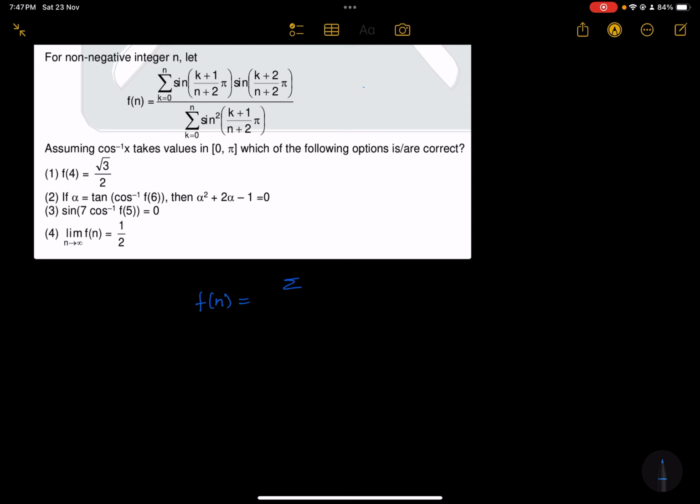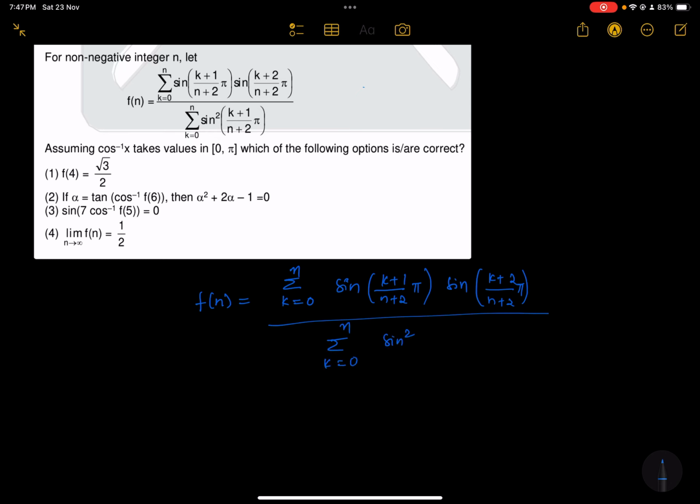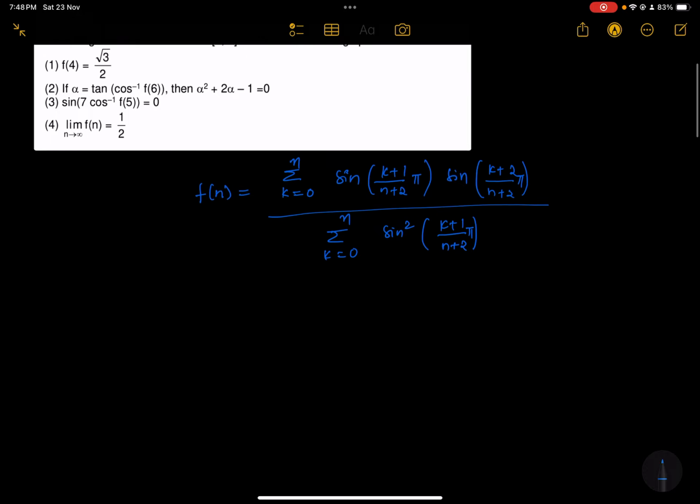So this is the function given to us: f of n is sigma k runs from 0 to n of sine of (k plus 1) by (n plus 2) pi, times sine of (k plus 2) by (n plus 2) pi, divided by sigma k runs from 0 to n of sine square of (k plus 1) by (n plus 2) pi. All right, so this is the question that we have.